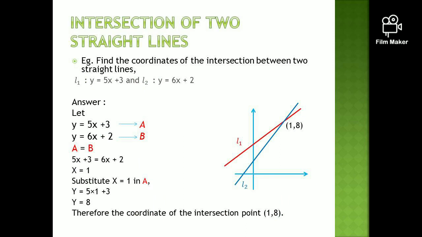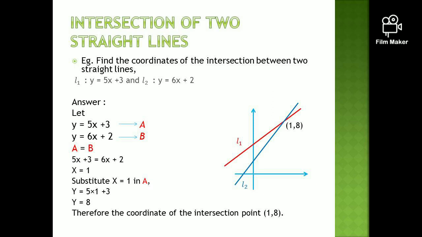Let's try to understand the theory we have learned in the previous part of the video from this example. The question is to find the coordinates of the intersection between two straight lines y equals 5x plus 3 and y equals 6x plus 2. As we have learned, we have to solve the equations y equals 5x plus 3 and y equals 6x plus 2 to find the coordinates of the intersection.